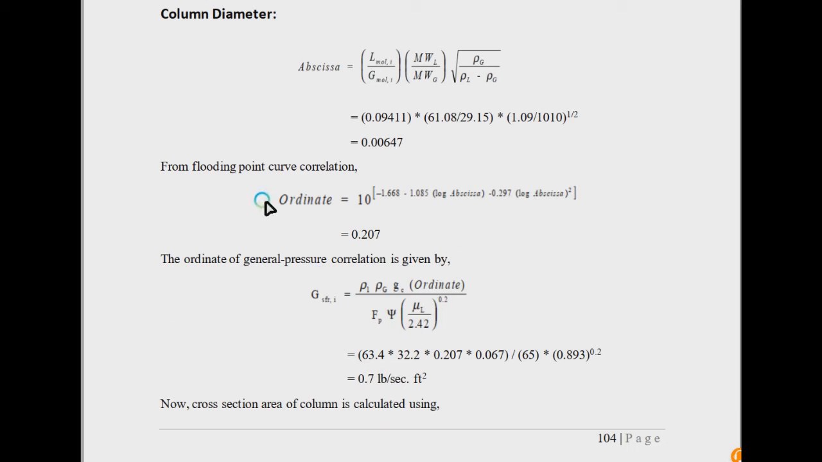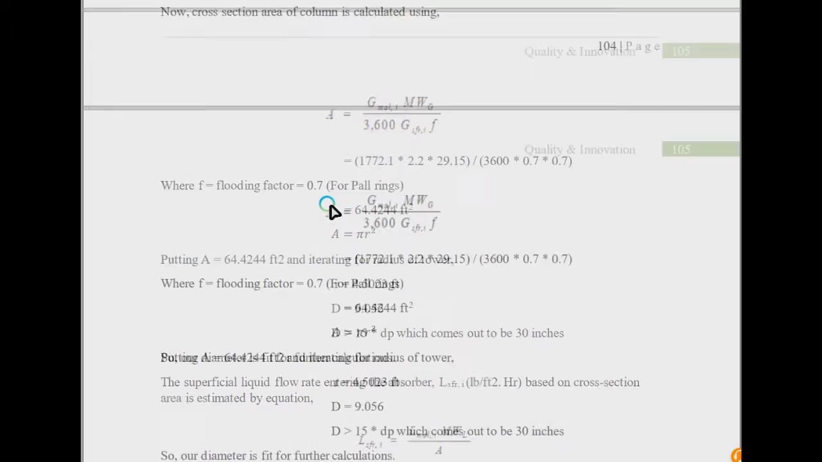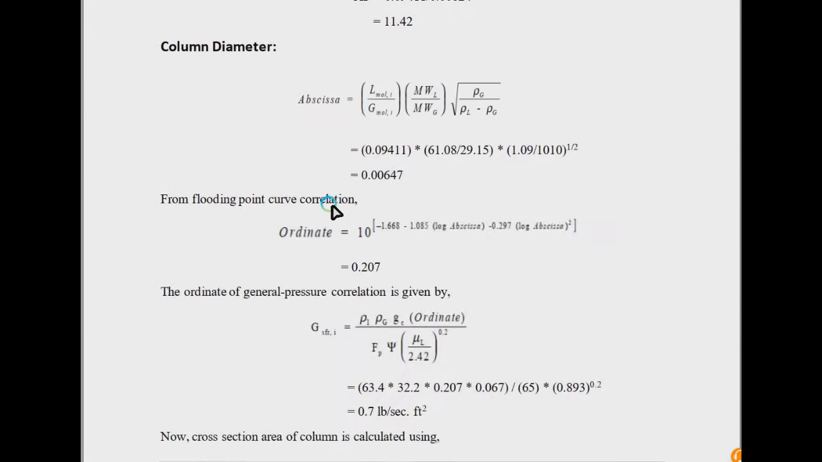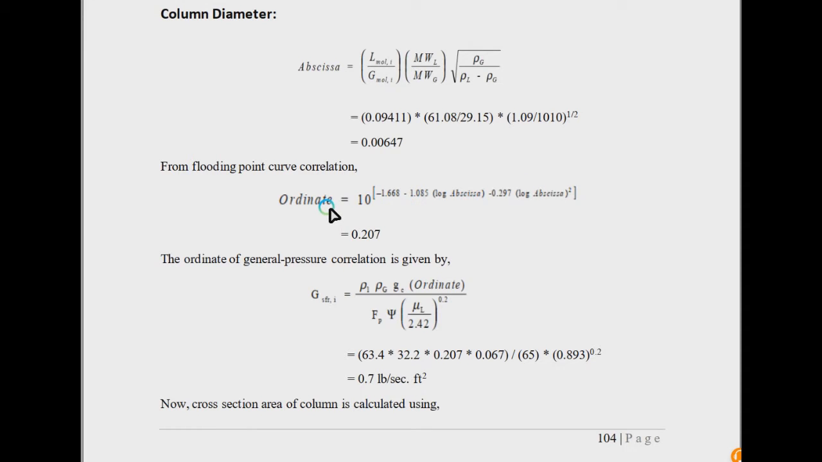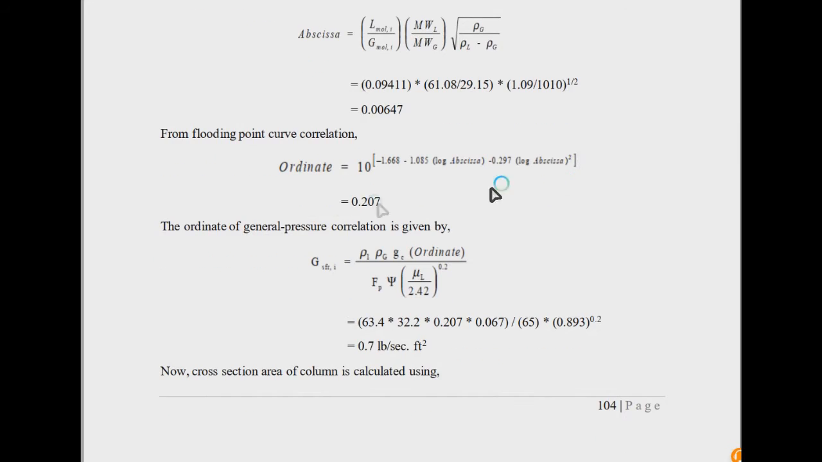So the ordinate will be equal to this. You can have this empirical type of relation, or you can use the chart, the flooding point curve correlation, which you can see in the literature reference easily. Or you can use this empirical relation that is easier, because sometimes using the chart a slight problem can happen. So the ordinate, for example, using this equation comes out to be 0.207.